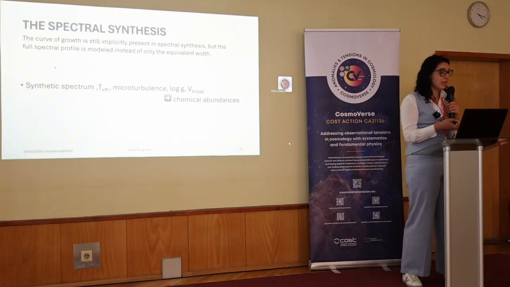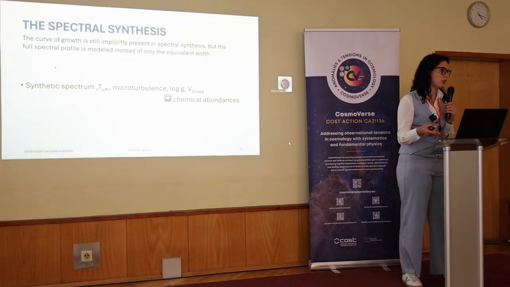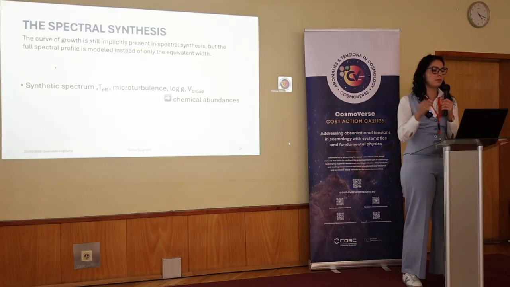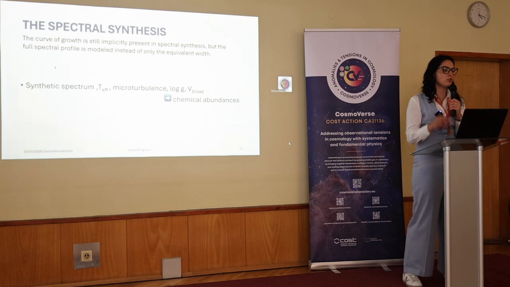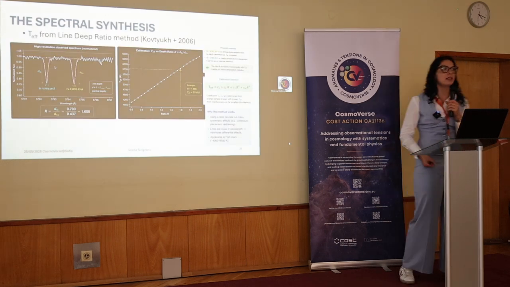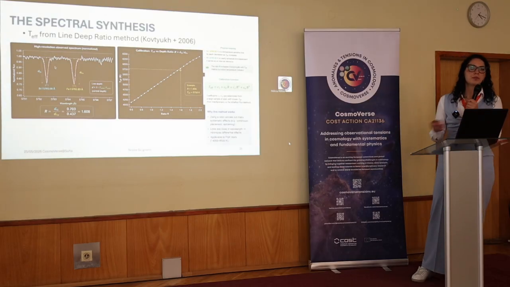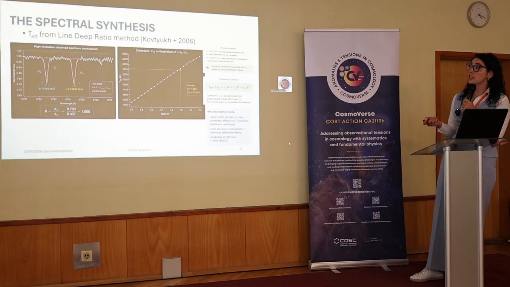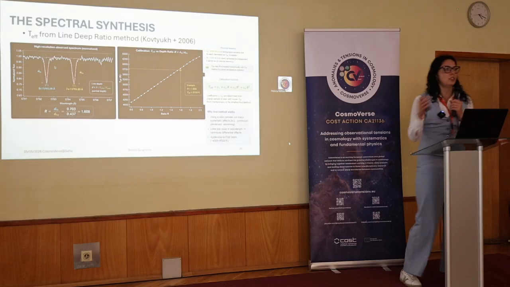And in this case, you are not searching for all these parameters in one shot, but you need to do this step by step. So the first thing that you want to do is to calculate the effective temperature, and a way to do this without passing through the curve of growth is to search for the effective temperature from the line-depth ratio.